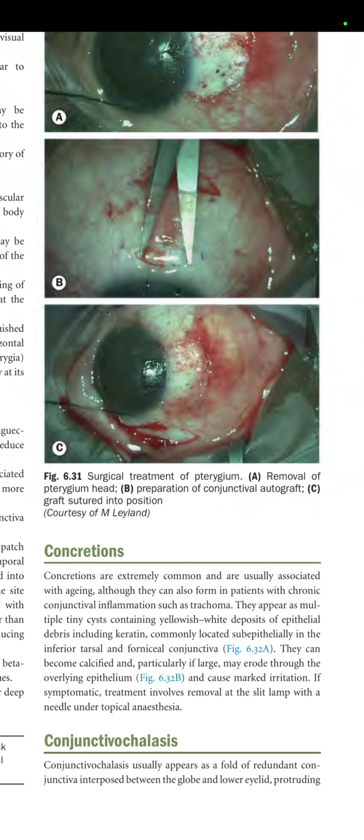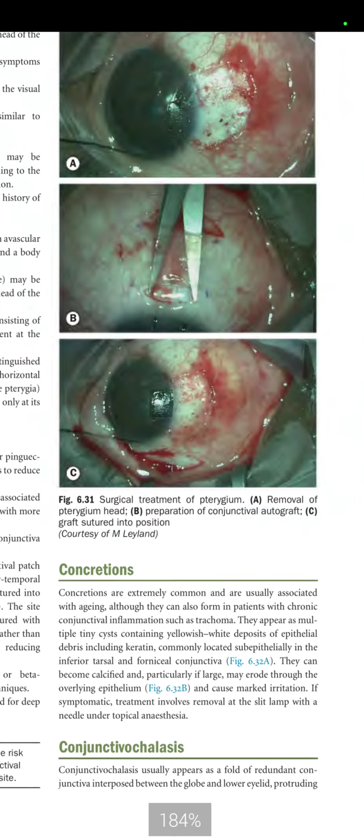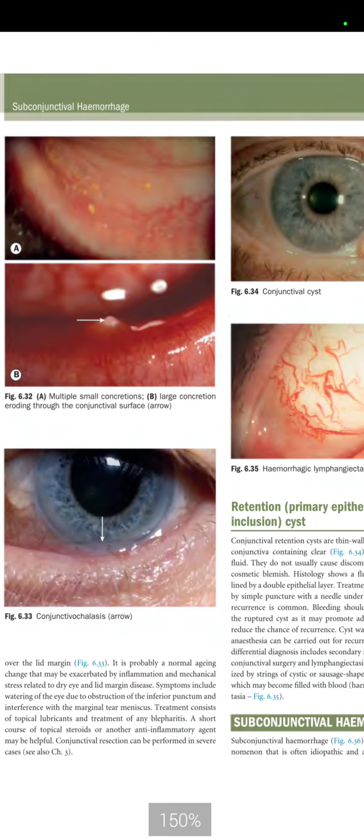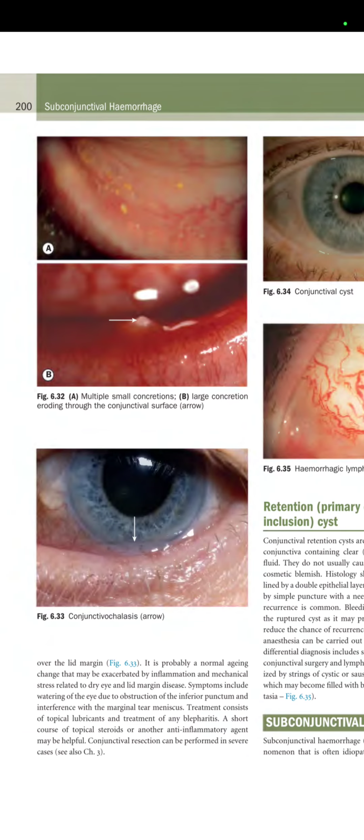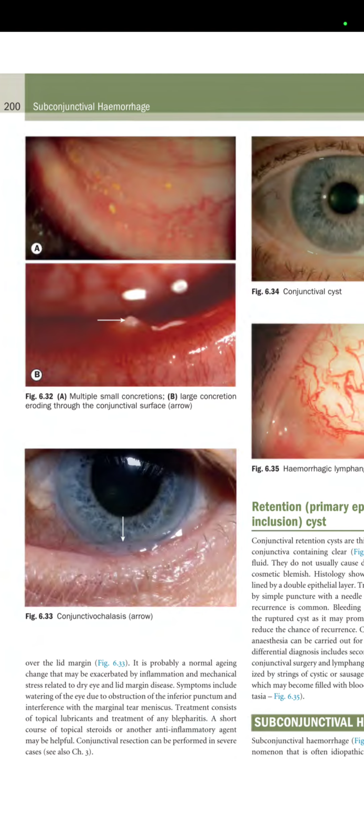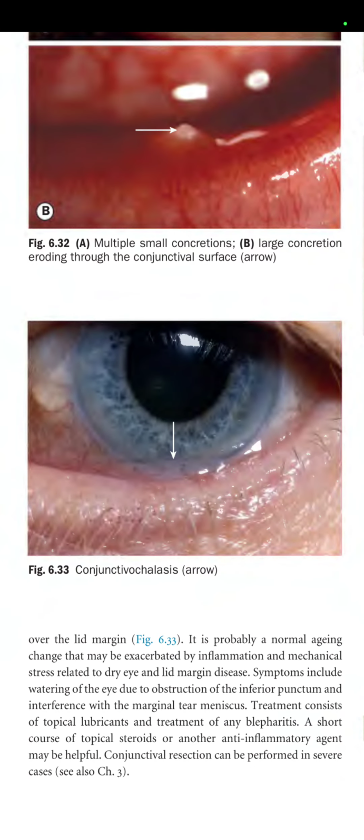Conjunctivochalasis usually appears as a fold of redundant conjunctiva interposed between the globe and the lower eyelid, protruding over the lid margin. It is probably a normal aging change that may be exacerbated by inflammation and mechanical stress related to dry eye and lid margin disease. Symptoms include watering of the eyes due to obstruction of the inferior punctum and interference of the tear film meniscus. Treatment consists of topical lubricants and treatment of any blepharitis. A short course of topical steroid or other anti-inflammatory agents may be helpful. Conjunctival resection can be performed in severe cases.